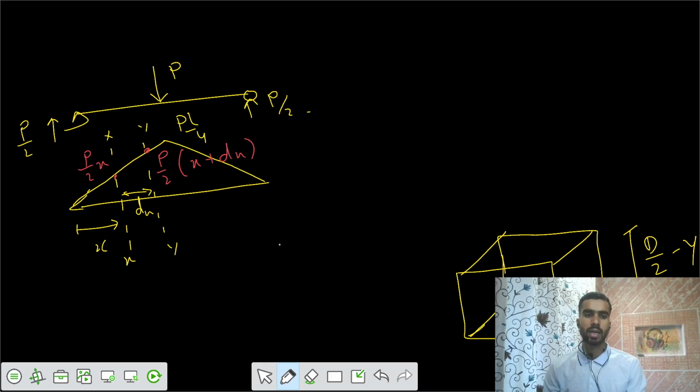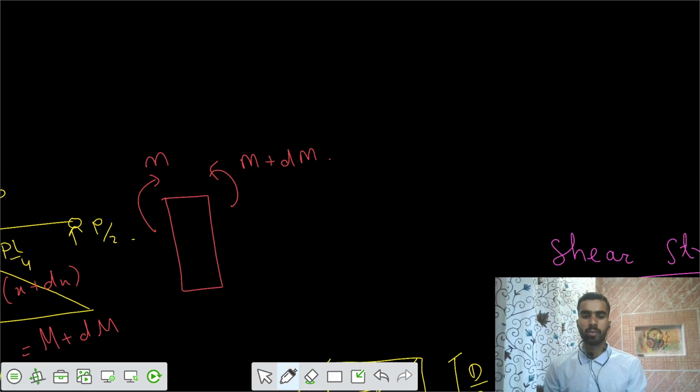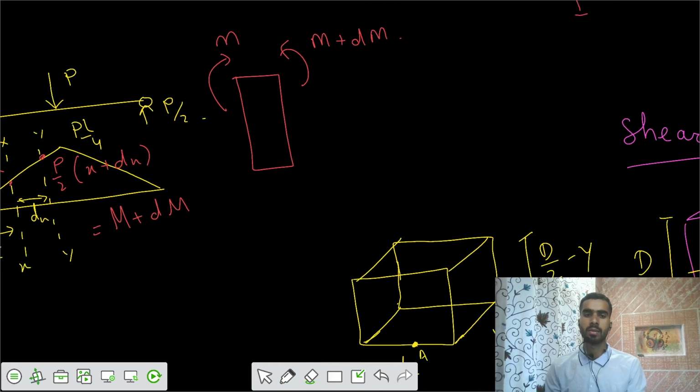Let's call this P by 2 of x equal to M, and similarly we would have M plus dM from this side. So you are applying on this differential element a moment of M from this side and M plus dM from the other side. Because of the moments, from the flexural formula, because of the bending moments, we have bending stresses. So because of the bending moment, we have sigma equals My by I. So we would have these stresses, My by I.